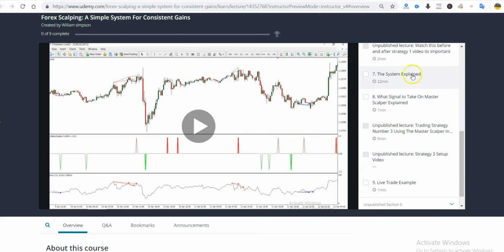It's very powerful. Each strategy works for using the Master Scalper and the RSI divergence indicator.